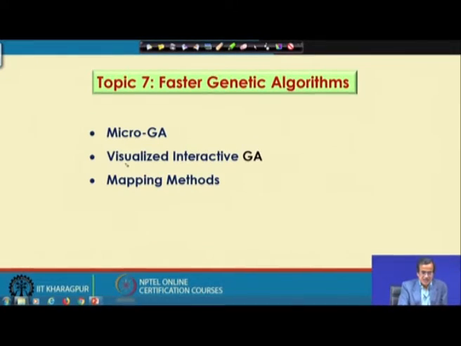Now, next let us try to concentrate a little bit on this visualized interactive GA. Here the purpose is how to make it faster, to help find out the most efficient search direction. To determine the most efficient search direction, you will have to investigate the nature of the objective function.